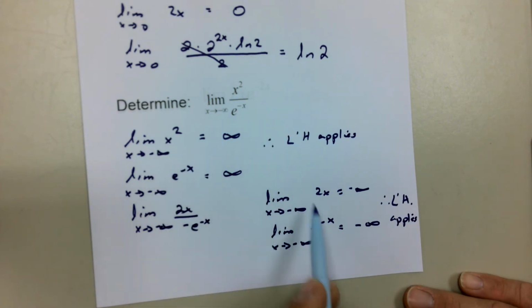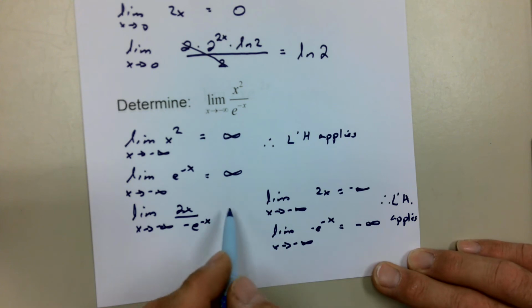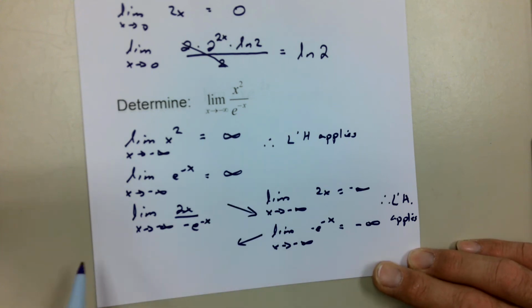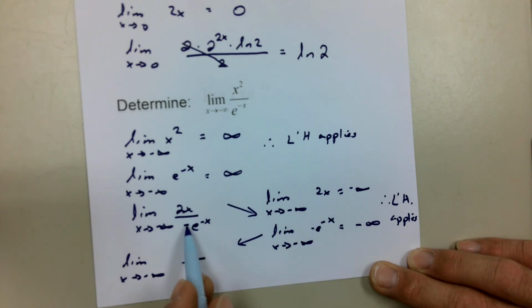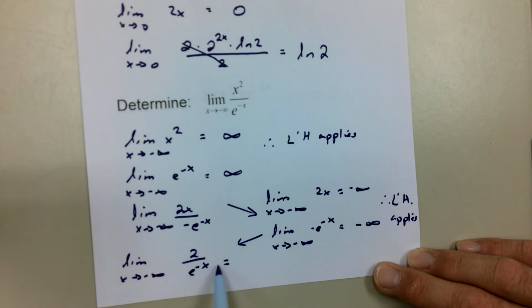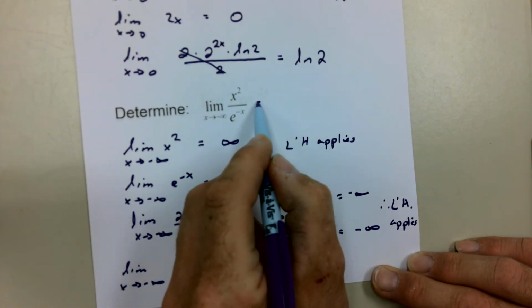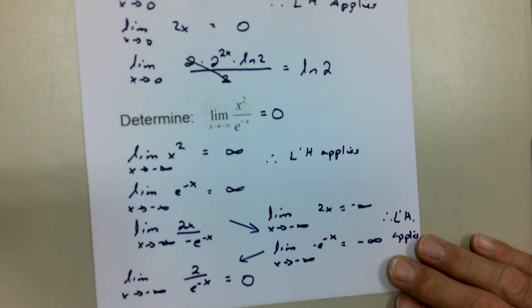So I have up here and also down here. I'm going to run out of room here. So I'm going to take the limit as x goes to negative infinity of the derivative now of 2x, which is 2. The derivative of negative e to the negative x is going to be e to the negative x. Plugging in my negative infinity, now my denominator is getting larger and larger and larger. My numerator is staying the same, so I get 2 over a larger and larger number, which is going to go to 0. So my limiting value is 0.